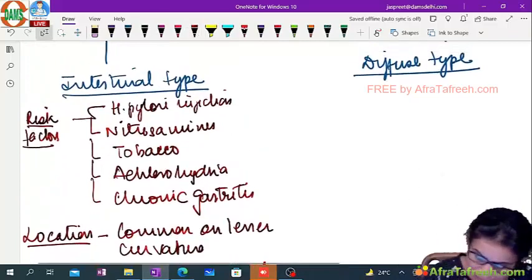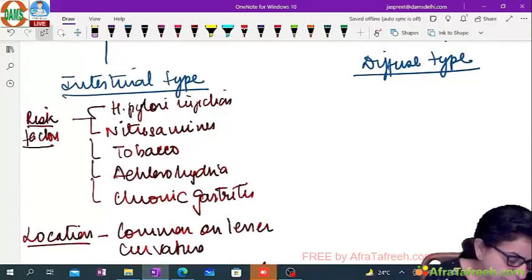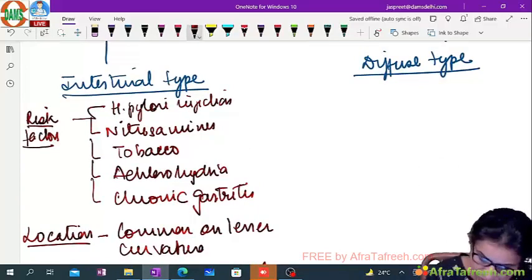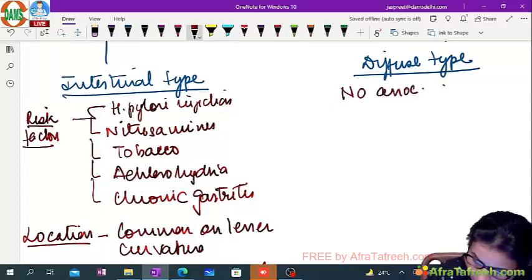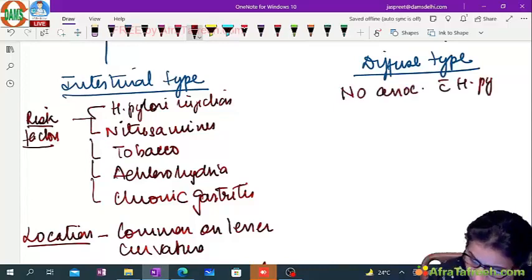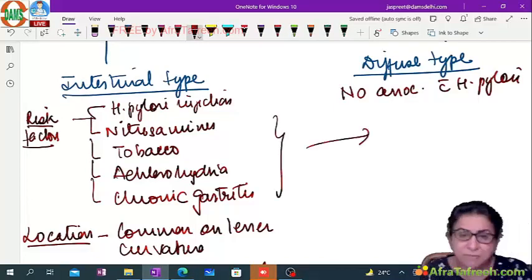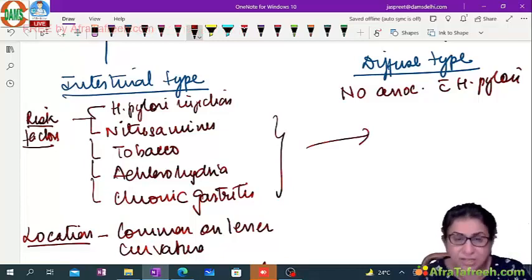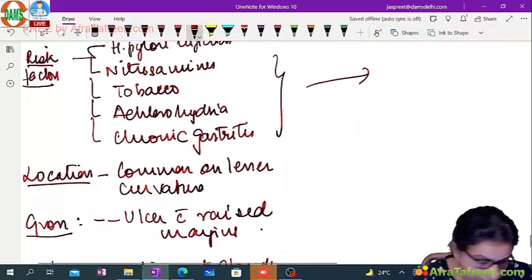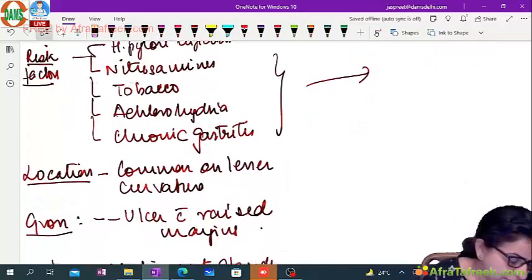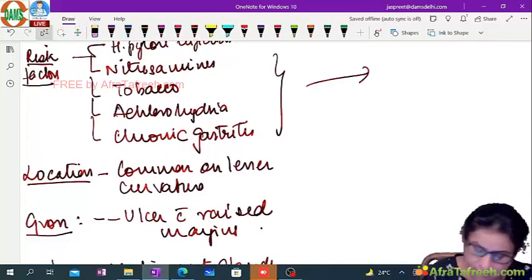Second is the diffuse type. Now, diffuse type is not associated with H. pylori. It may be associated with other factors, that is nitrosamines, tobacco, achlorohydria, chronic gastritis, but not with H. pylori. There is no specific type of location here.